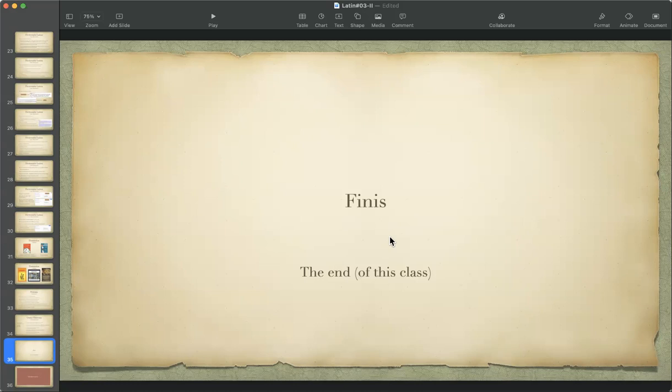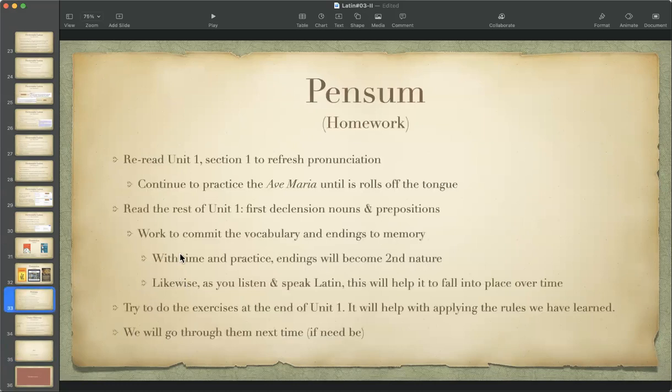And as I said, I wanted people to try the lessons in Unit 1. If you want, we can go through those exercises next time, or we can go on to the next section. I think that's masculine nouns. It is up to you guys. Any preferences?